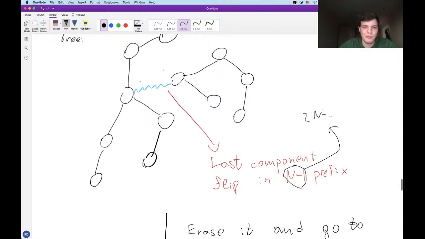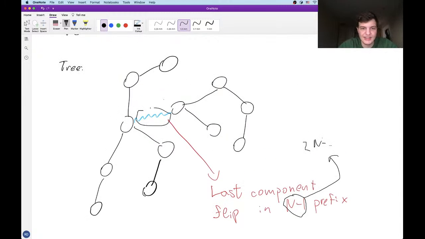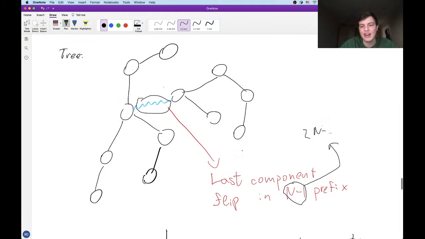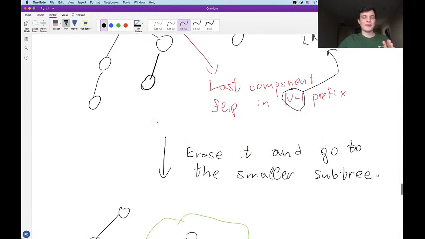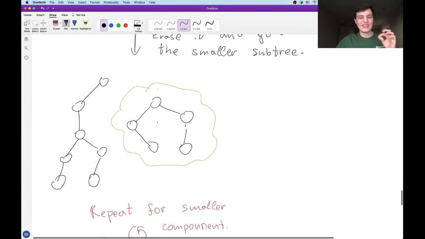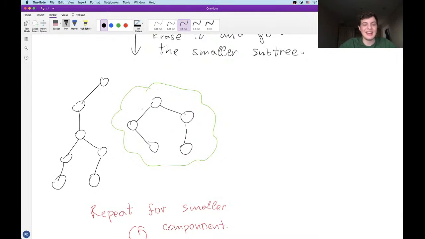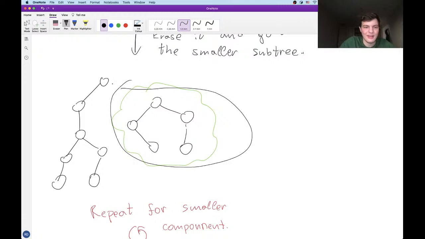But going back, basically we have this edge and we erase it. What I mean by erase is that we are going to start from the last edge in this component, and then we are going to take it back and consider what happens before it. When we remove this edge, we'll have two components. Let's just get the smaller one, either this one or this one. In this case, it's the green one.